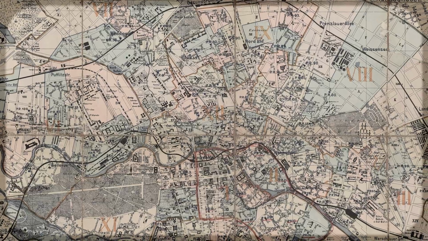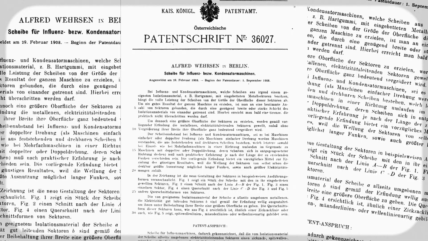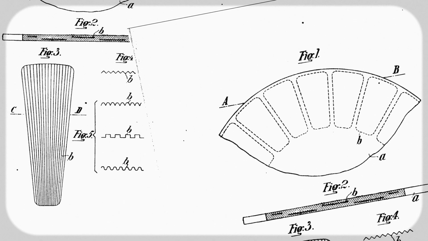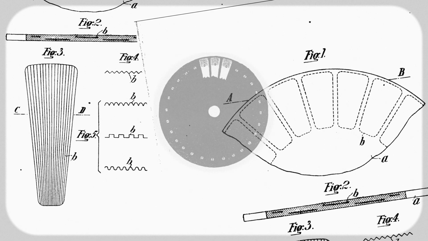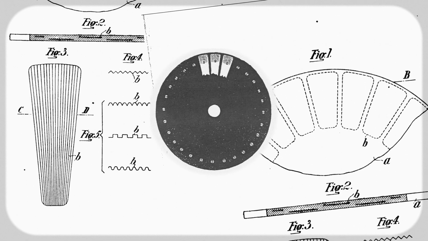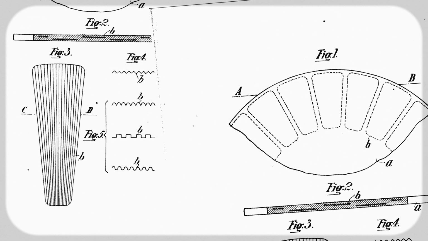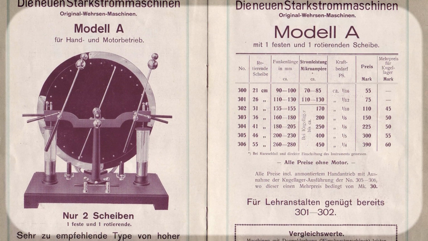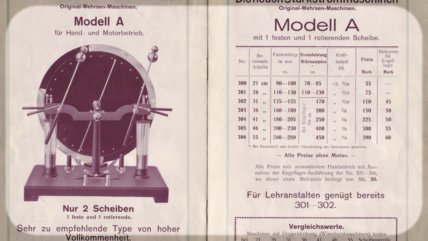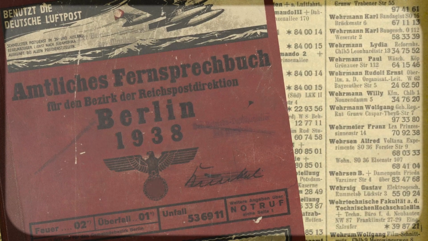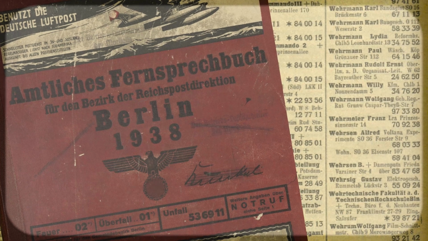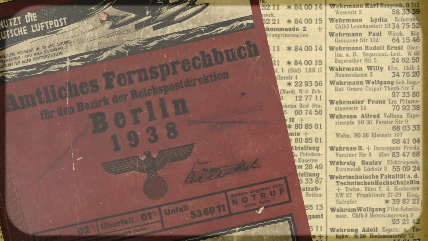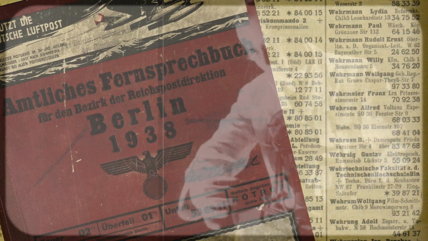He was an instrument maker based in Berlin and held several patents related to the development of the Wimshurst machine. In one of his patents, he describes discs for Wimshurst machines where the metal sectors are embedded in the insulating material and shaped with serrated or wavy edges to increase the surface area and reduce corona losses. He built his optimized machines and sold them for medical as well as educational purposes in his shop in Berlin. From the official telephone directory for the district of the Reichspostdirektion Berlin from 1938, I was able to gather that Alfred Versen was the mind behind the well-known Voltana machines.